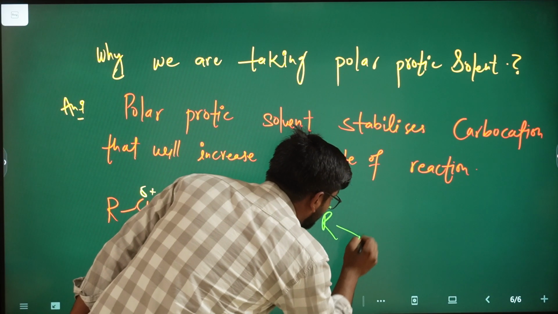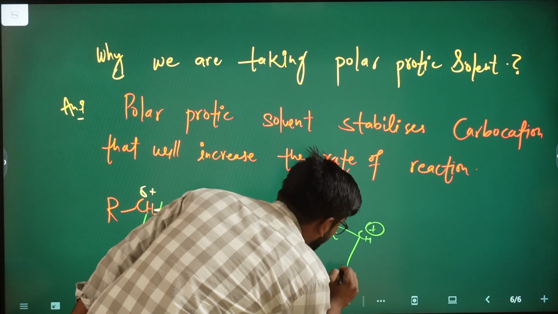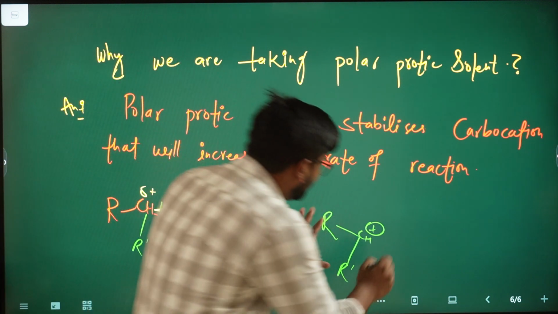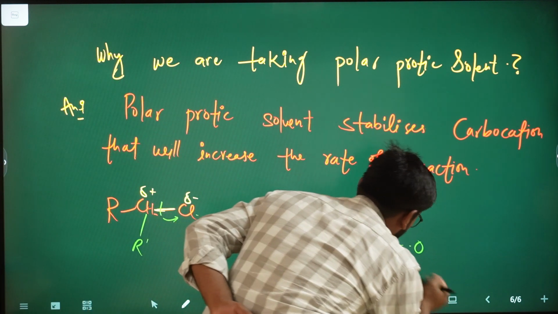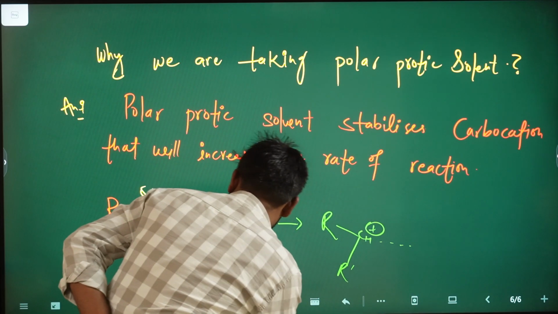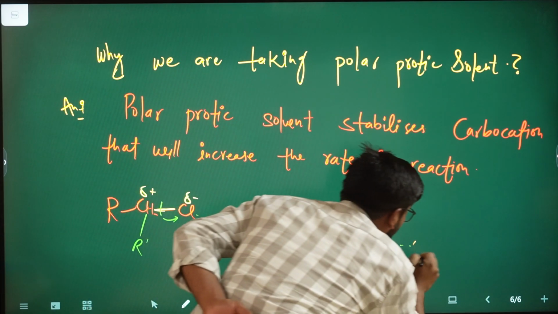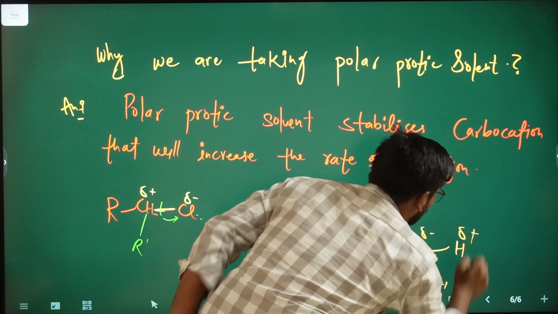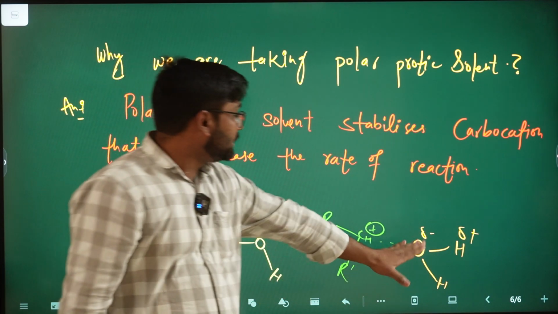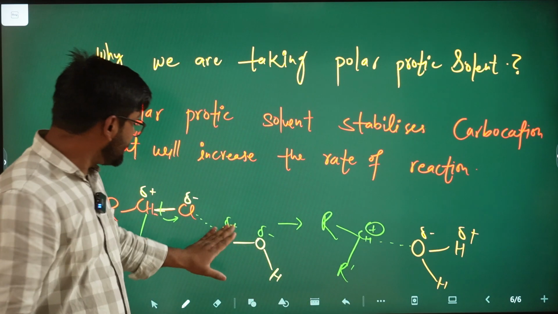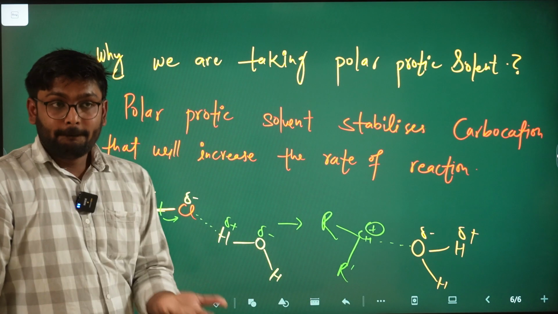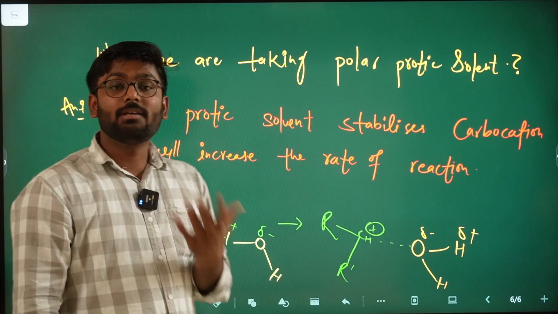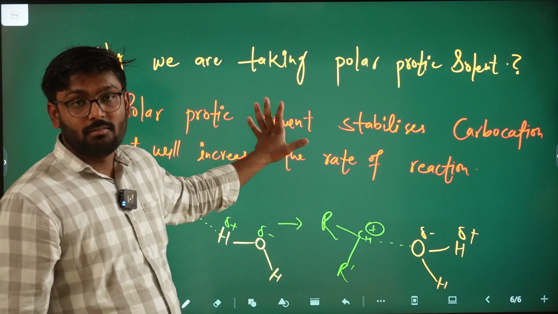R CH, here positive, R dash. So this will stabilize it. Here oxygen will stabilize it, because here is delta negative, here delta positive. So oxygen will stabilize this carbocation and this delta positive will help to form the carbocation. So these are the reasons why we are taking polar protic solvent.